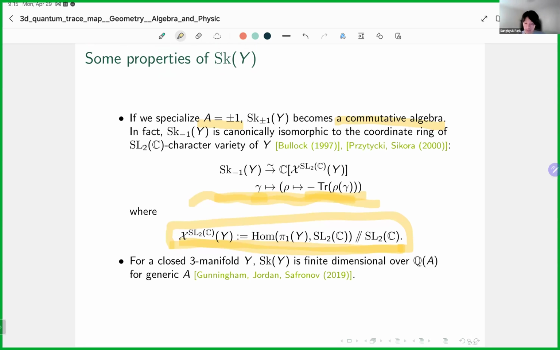So the skein module in this sense gives a quantization of the character variety. And that's one of the reasons people care about skein modules.